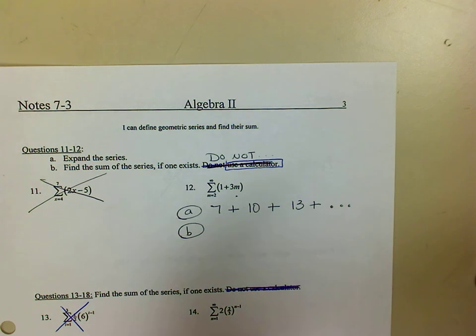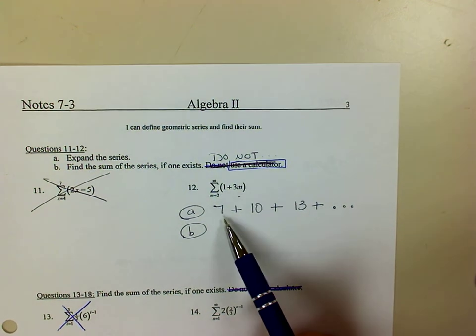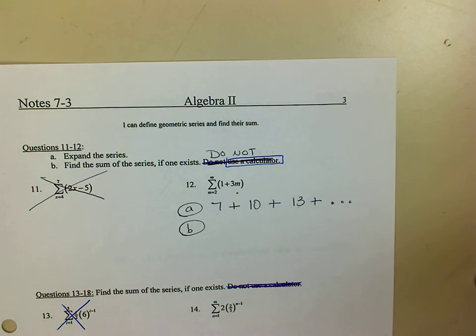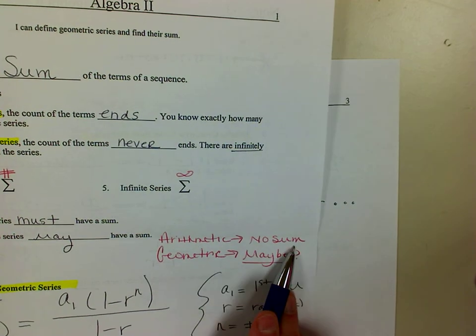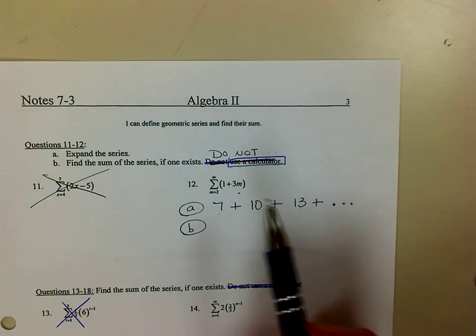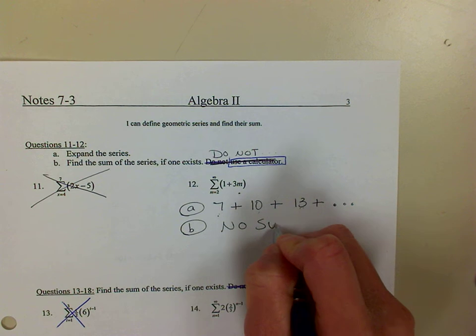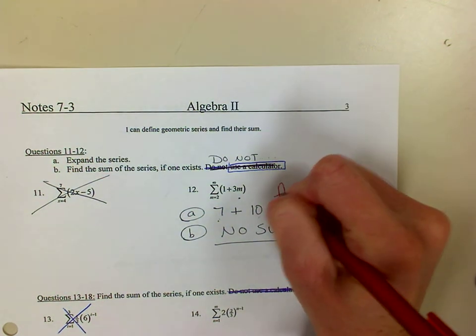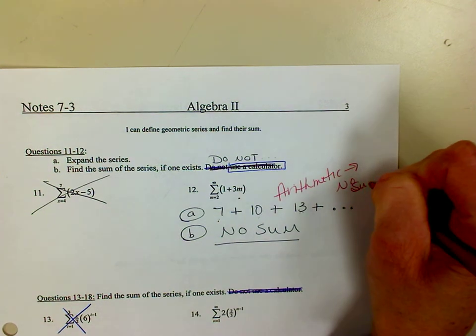Well, since it's infinite, I have to decide first of all if this is arithmetic or geometric. Looks like I'm adding 3 every time. That's arithmetic. We wrote down, or you should have written down, on the first page, that if it's arithmetic, there's automatically no sum. You could also look at it this way. If your numbers are getting bigger, there's never going to be a sum. So if it's arithmetic, there is no sum. I'm going to write that down. Arithmetic, no sum.